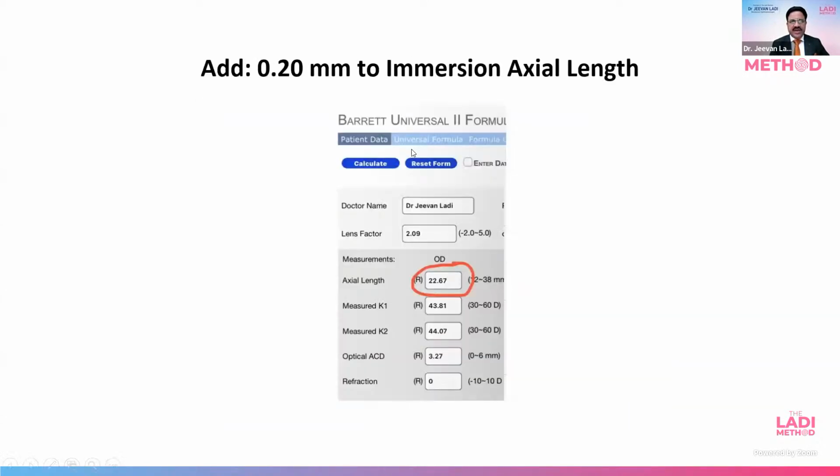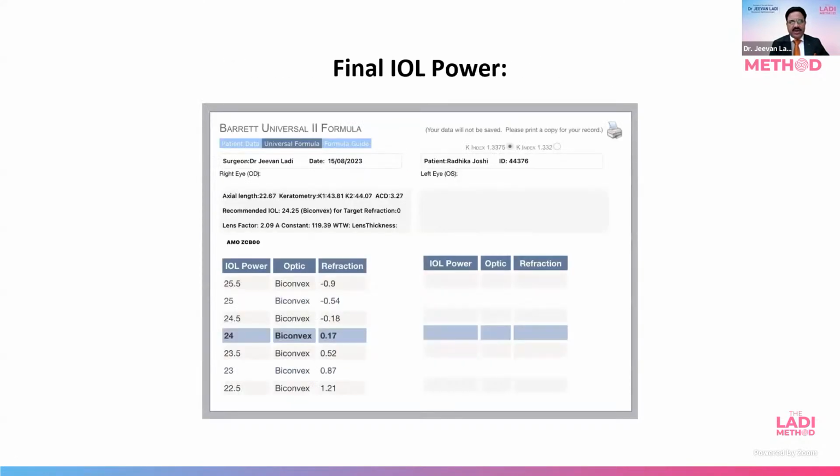So what you have to do, once all the readings are fed, press on calculate, then press on universal formula, and you are going to get the power of your choice. The whole process takes not more than a few minutes to acquire the axial length and feed it to the Barrett formula and get the reading, whether you are taking the reading on an optical biometer or on an immersion.